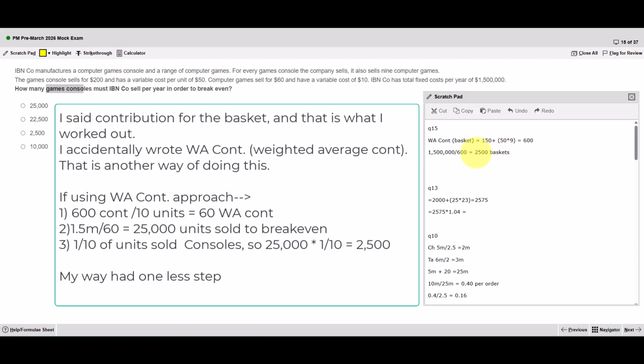And now we break down our basket. If we're selling 2,500 baskets and there's 1 console in a basket, then we need to sell 2,500 consoles.